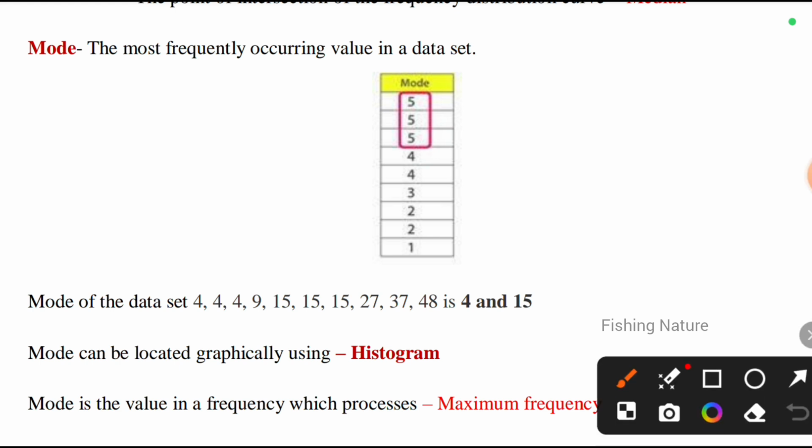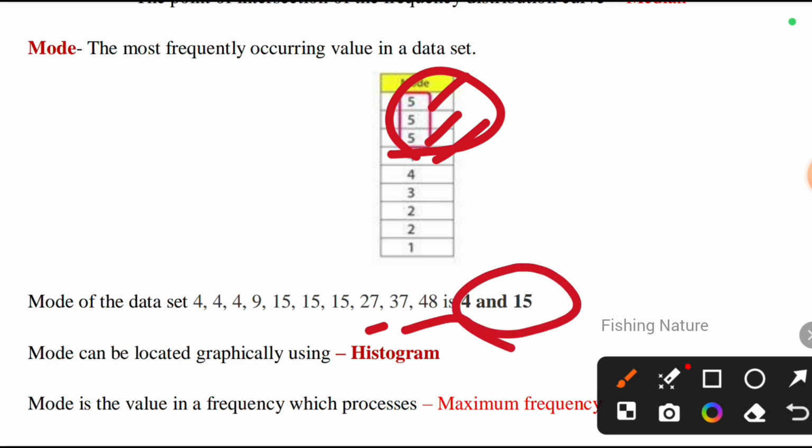Here 5 is repeating 3 times, other values are 2 times and 1 time, so 5 is the mode value. Mode in a data set, they are asking. Here 4 is 3 times, 9 and 15 are 3 times, and 27 and 37 are 1 time each. So 4 and 15 both are modes, because both occur more frequently than other numbers.